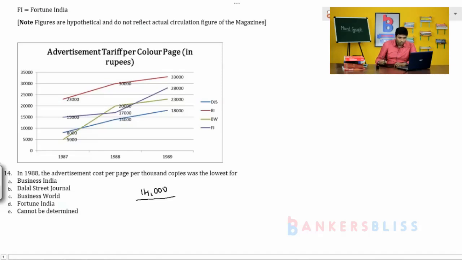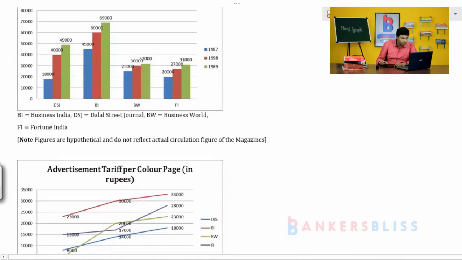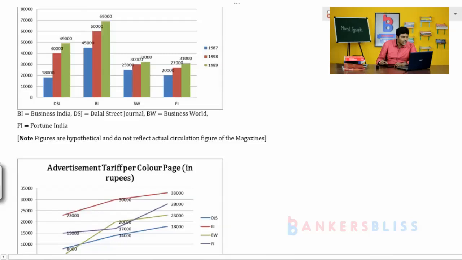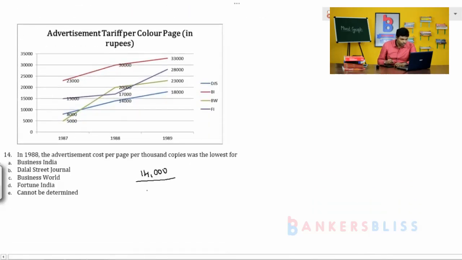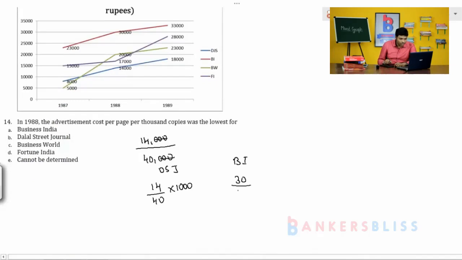Next, what is the total circulation in 1988? The total circulation belongs to the middle one, that is maroon color. So, Dalal Street 40,000. You can leave these 3 zeros, directly you can write 14 by 40, and they are telling that for 1000 copies, so into 1000. This is for Dalal Street Journal. Next, for Business India. Business India means maroon color, that is 30,000. I write only 30. Next, Business India 60,000. I write only 60.